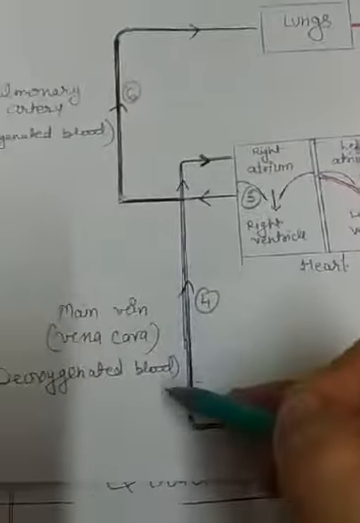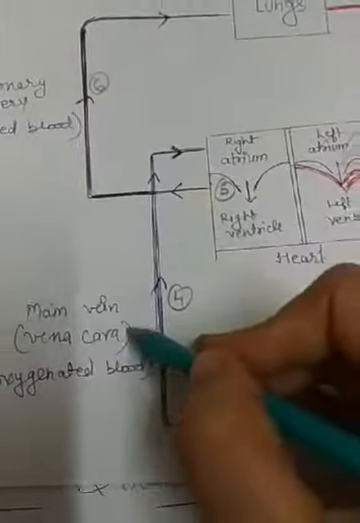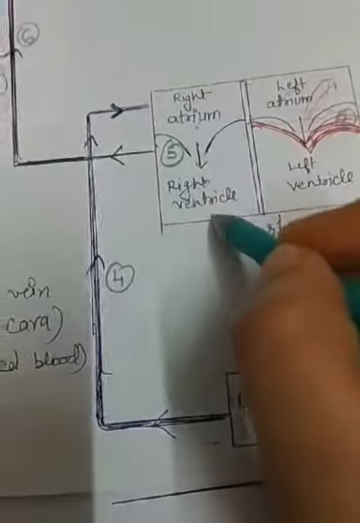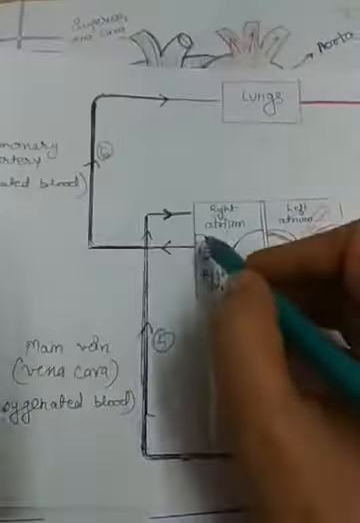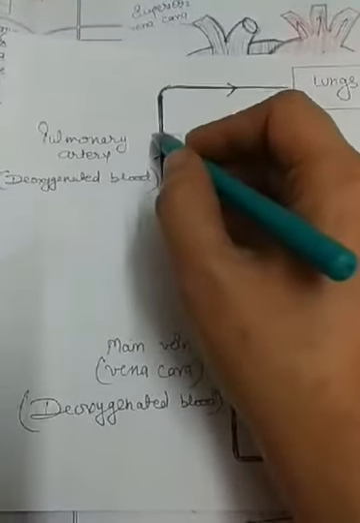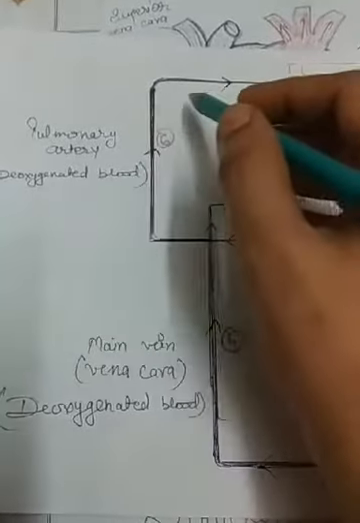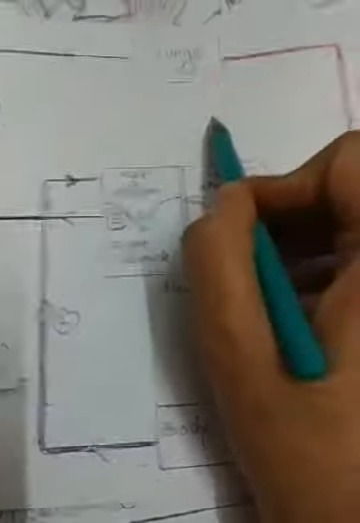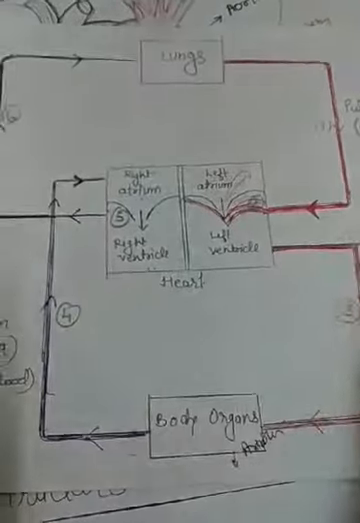In the flow chart you can see, when deoxygenated blood goes to the right atrium of the heart through the vena cava, and when this right atrium contracts, blood goes to the right ventricle. When the right ventricle contracts, blood goes to the pulmonary artery, through the pulmonary artery to the lungs for purification, and after getting purified it comes back to the left atrium of the heart.